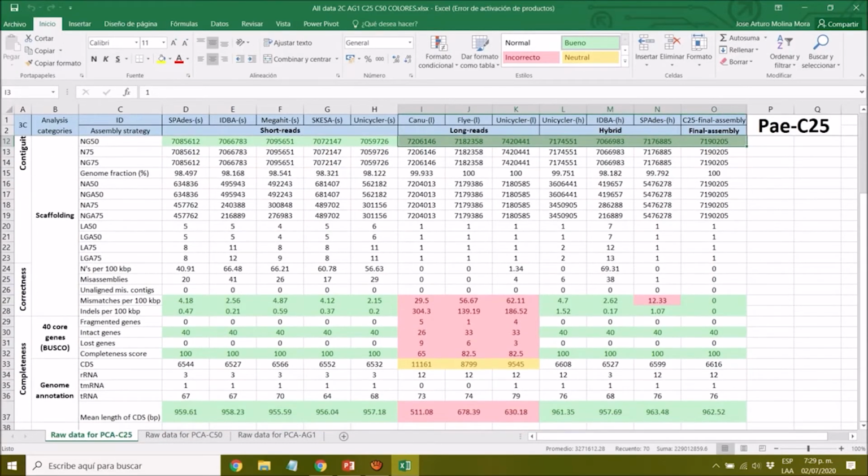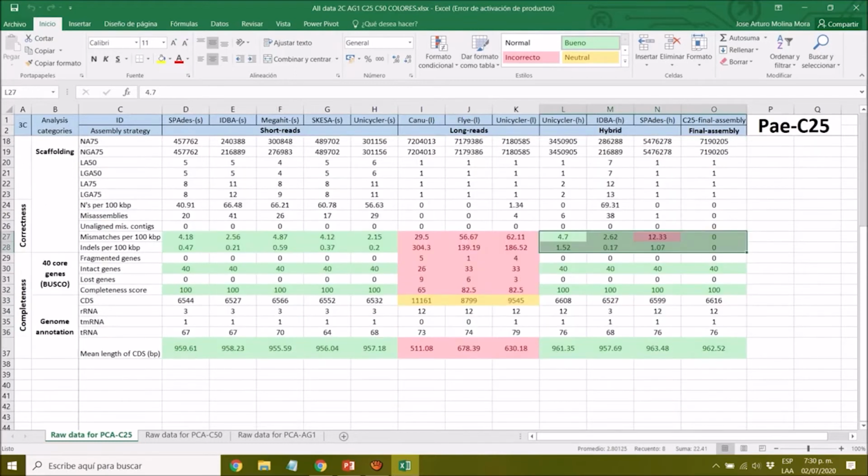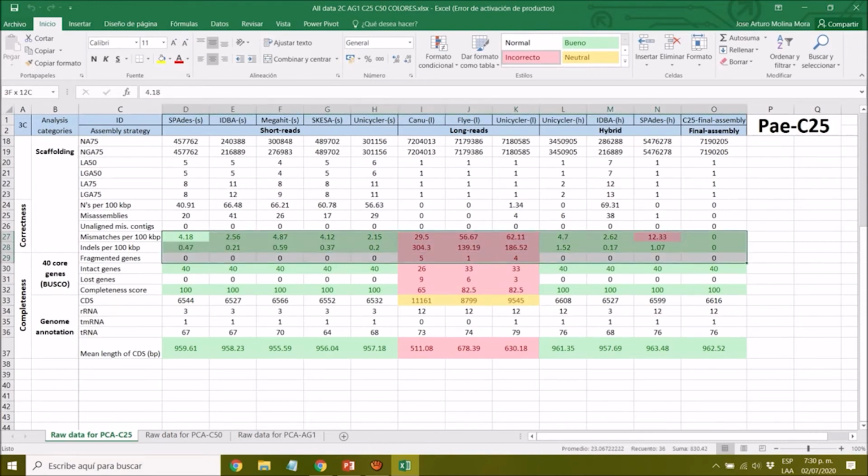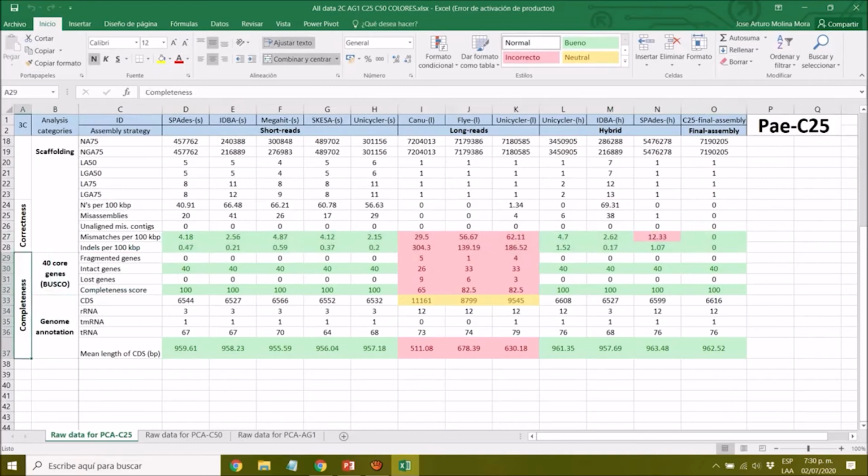Regarding correctness, when we evaluated mismatches and indels, the best values were obtained for short reads-only approaches and hybrid approaches, but not for long reads-only approaches, which are known to have high error rates. A similar pattern was found for completeness metrics.